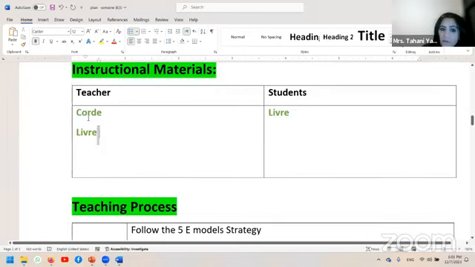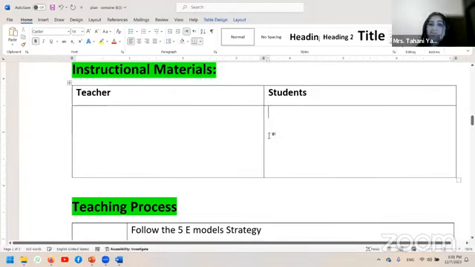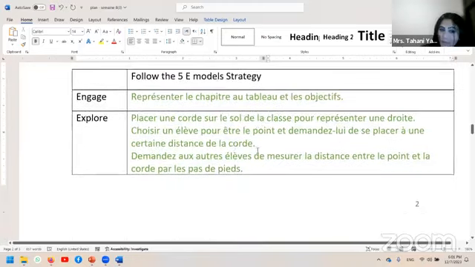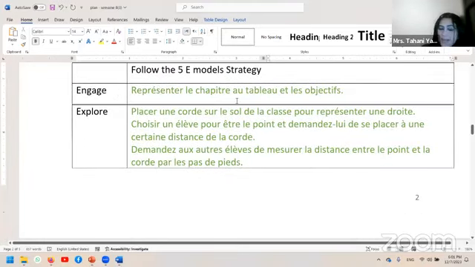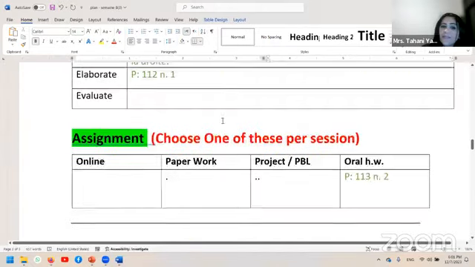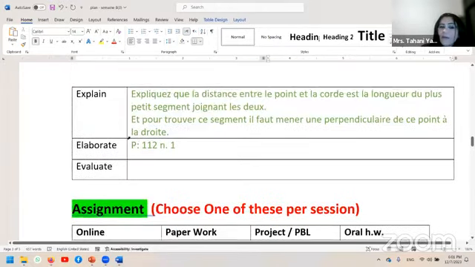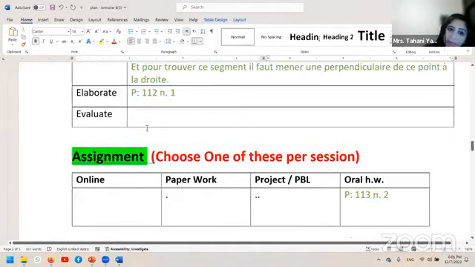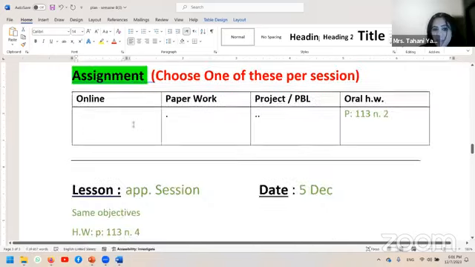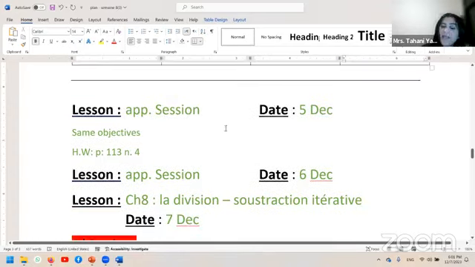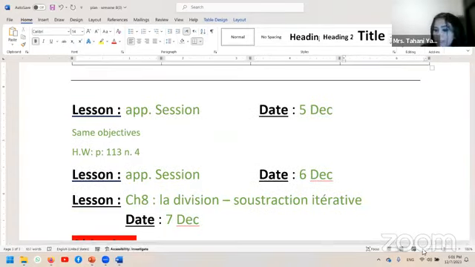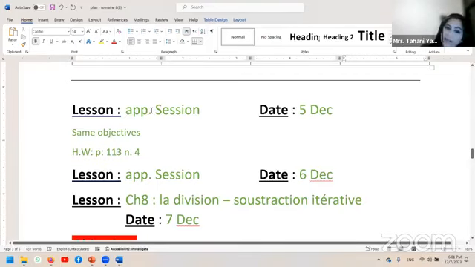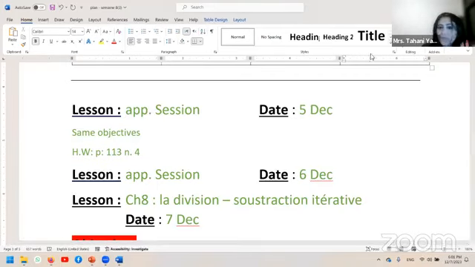This is very important so you don't forget your things and what you need to take with you. The process, as you can see: what do we write in the engage, the explore, the explain, the evaluate part, and the elaborate part. Here, for example, we had a new concept and did not have time, so we do the evaluate part for the next session. Here we have an oral assignment, like a recitation for something. And in the lesson plan, when I have an application session, I ask my teachers not to fill it out again.